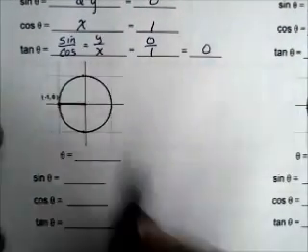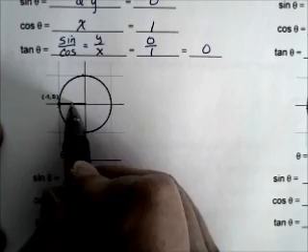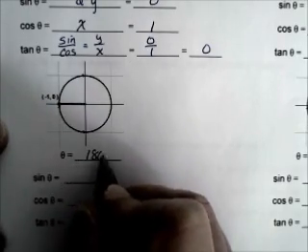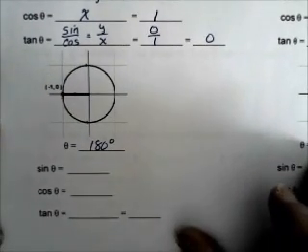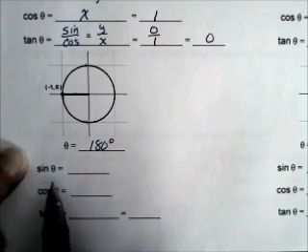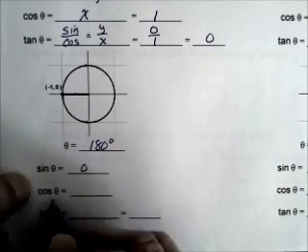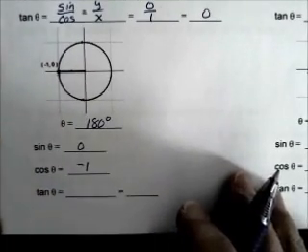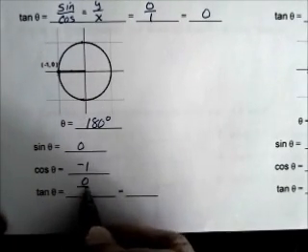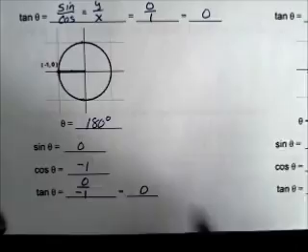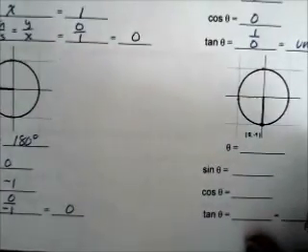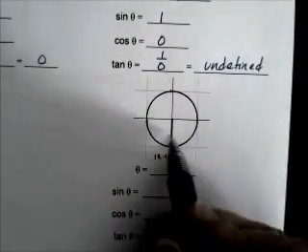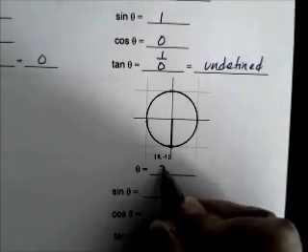Our next angle, this is 180 degrees. The sine of theta is the y-coordinate, 0. Cosine is the x-coordinate, -1. And tangent is sine over cosine, 0 over -1, which is equal to 0. Our next quadrantal angle is 270 degrees.